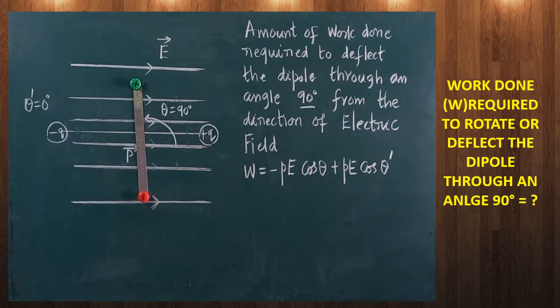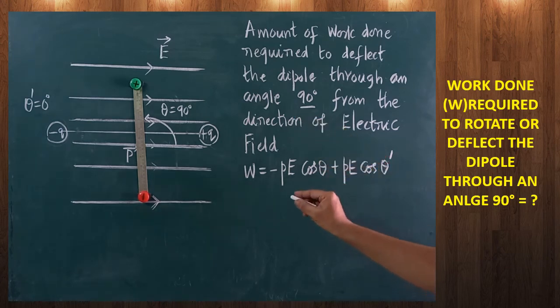So how to calculate the expression? The work done required to deflect the dipole through an angle of 90 degree from the direction of electric field. For that this formula is to be used. This is a formula which is given in the textbook. What is the initial angle of the dipole? 0 degree. Through which angle is the dipole rotated?